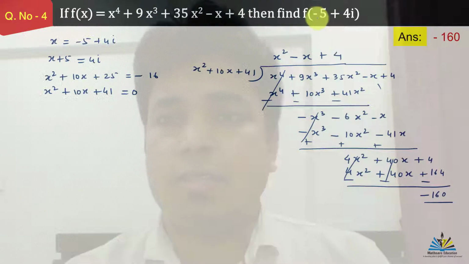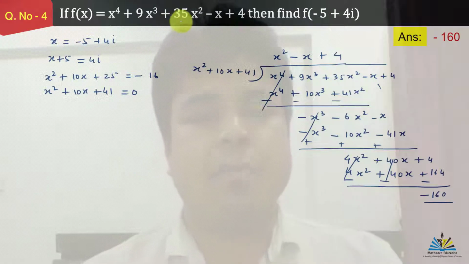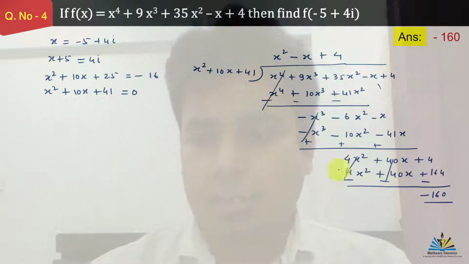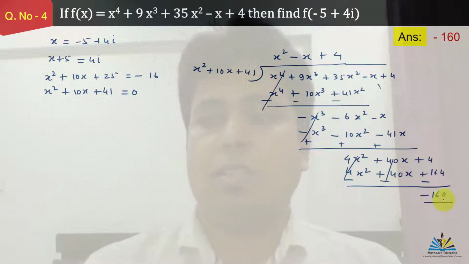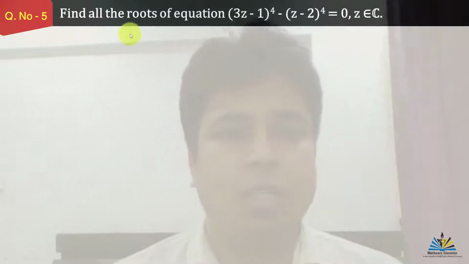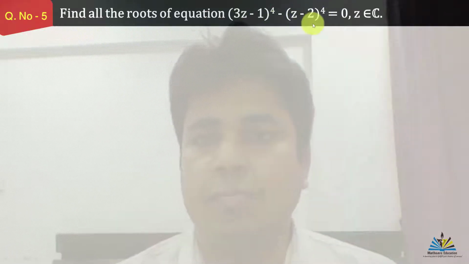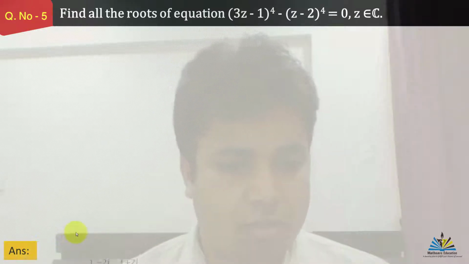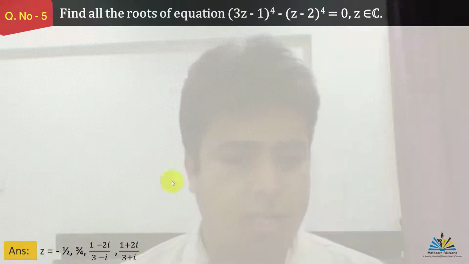If we put x equal to this in this expression, then the value of this expression will be minus 160. Let's move on to another problem. Find all the roots of the equation, where z belongs to the complex numbers. So the answer to this question is as shown here.